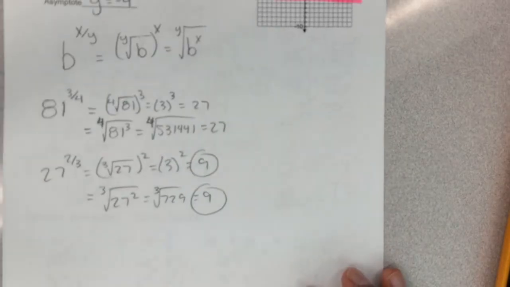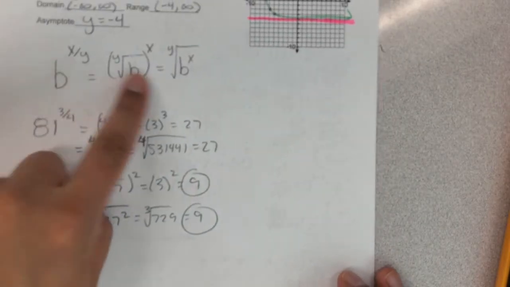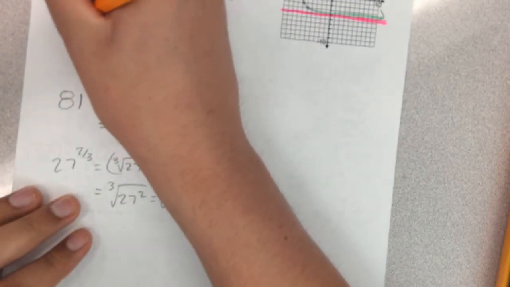Alright, so that's the end of the review. Just remember, there's different ways you could write this. This is exponential form. And this is radical form.